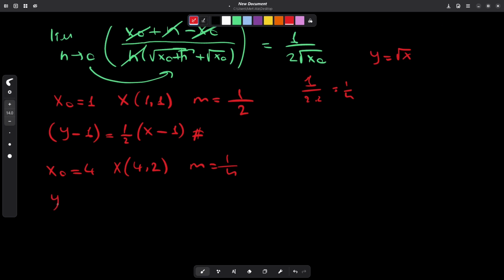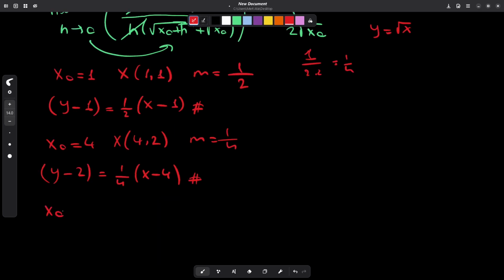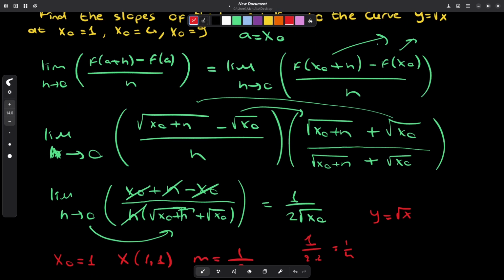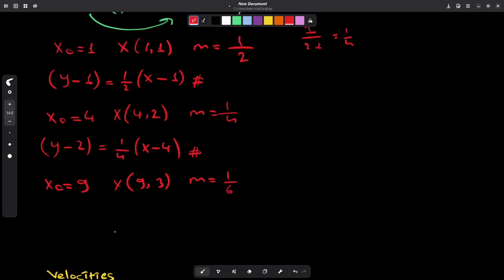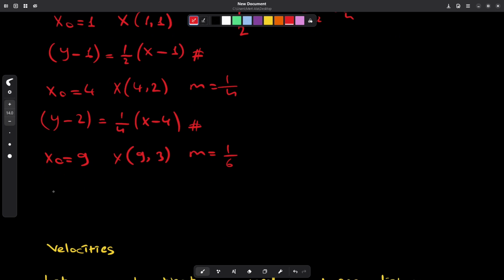I have the point, I have everything ready. y minus 2 is equal to 1 over 4 times x minus 4. The last point is 9, right? It should be, yes, it is 9. Good. Plug this in, root of 9 is 3. What is my m? 1 over 6. Let's write the formula. y minus 3 is equal to 1 over 6 times x minus 9.